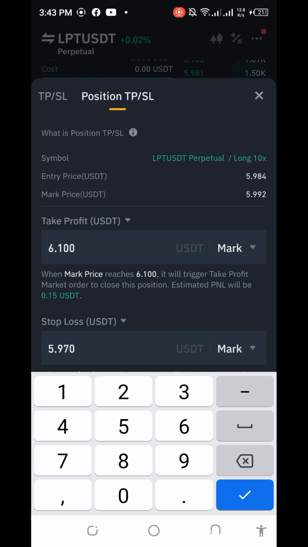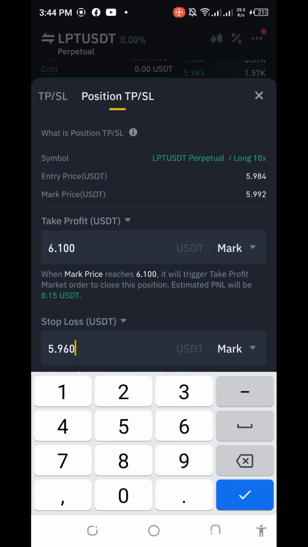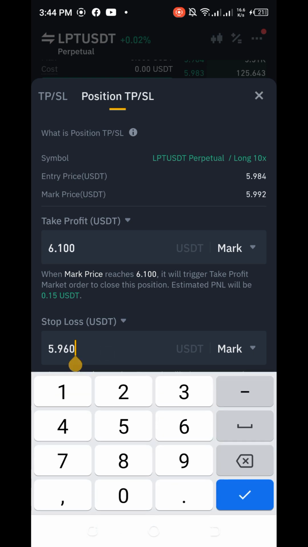Now I'm using this as my stop loss, 5.970, so that they will just take this and leave the market. That means if the market should go against me now, I want to lose only $0.01. Now let me reduce it again. You can see when I increase the stop loss, you can see there. So make sure the amount you are losing here is smaller than your profit. That's how you set your stop loss.